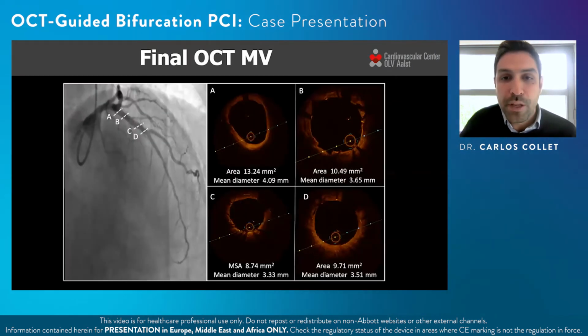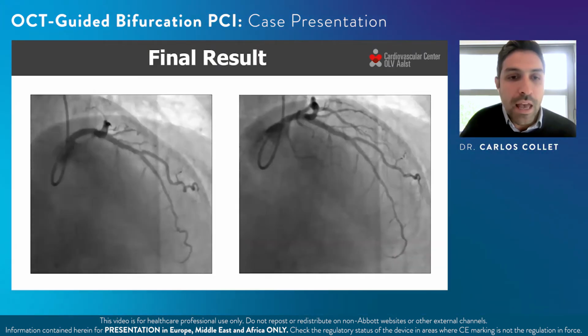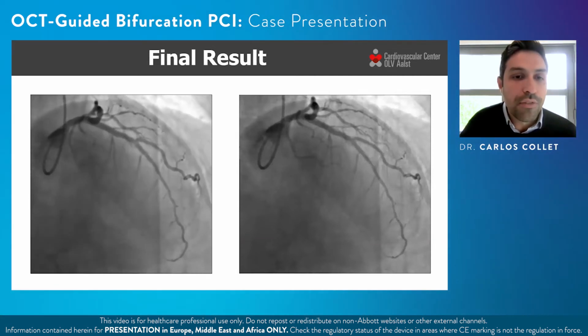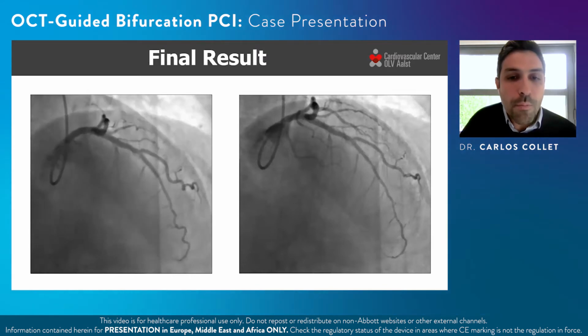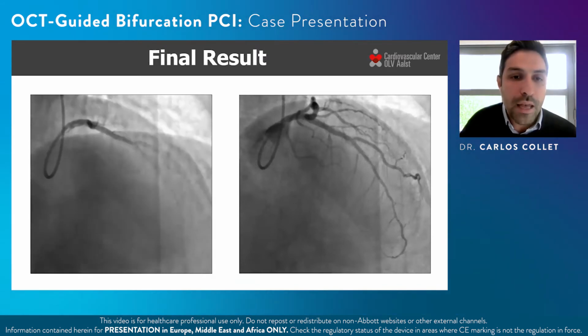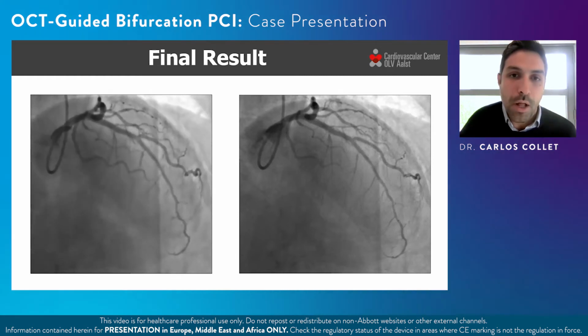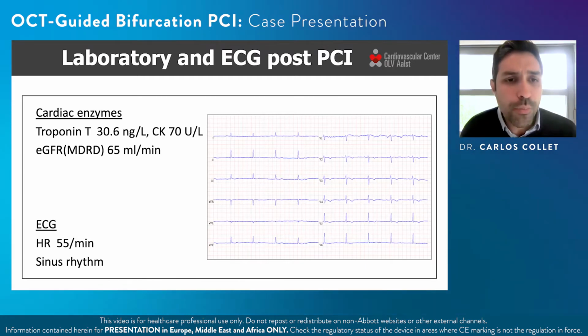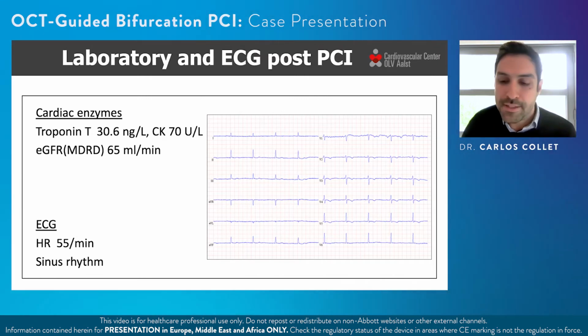If we look now at the still pictures of the same final run, this is what we obtained, with an MSA at the level of cross-section C of 8.74 millimeters squared. And this was the final angiographic appearance, which for us was really gratifying to see: a very good flow in both branches and a good result at the level of the side branch and the main branch as well. Finally, the patient did well. Small increase in troponin after the procedure, 30.6, and small changes in the anterior wall, but without pain and without further increase in heart enzymes.